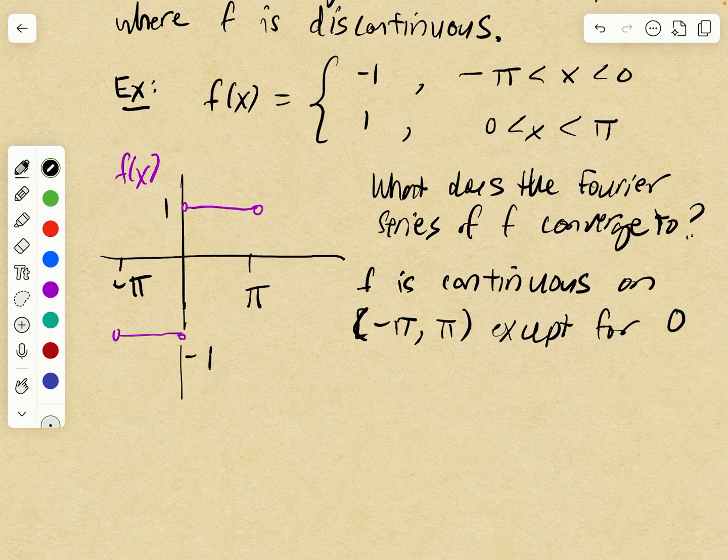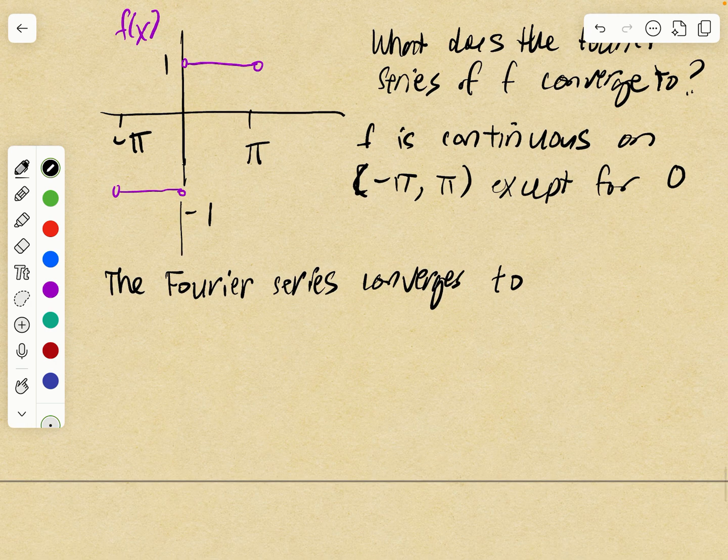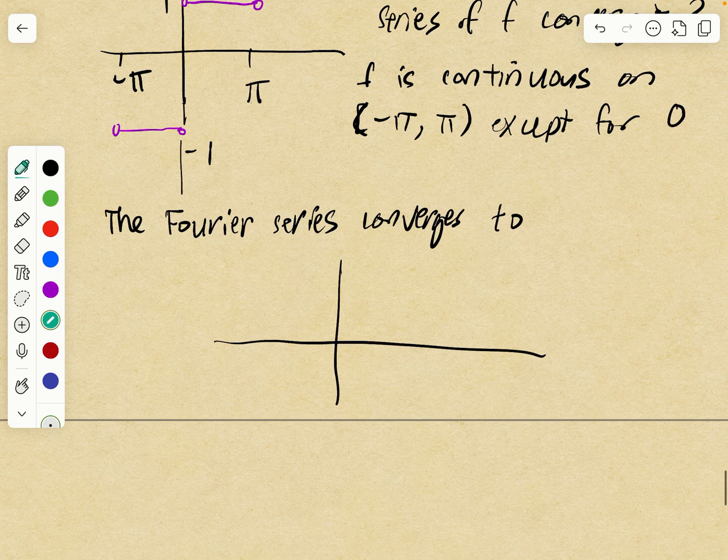So by the theorem, the Fourier series converges to f of x at points of continuity. So it's going to be equal to f of x at points of continuity. From negative pi to 0, the Fourier series is going to converge to f of x. So it's just going to be negative 1 from negative pi to 0, and it's going to be 1 from 0 to pi.